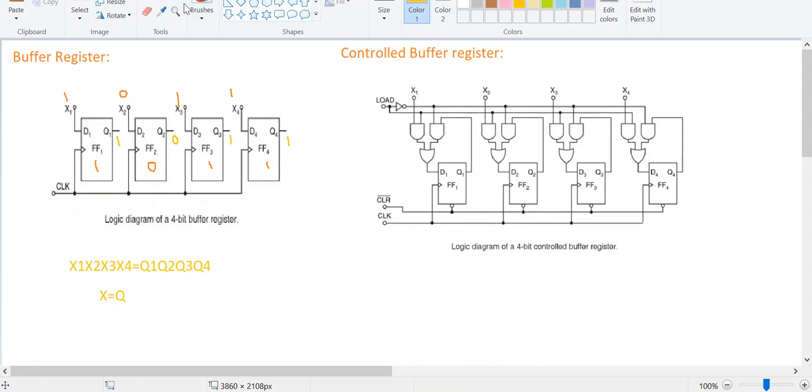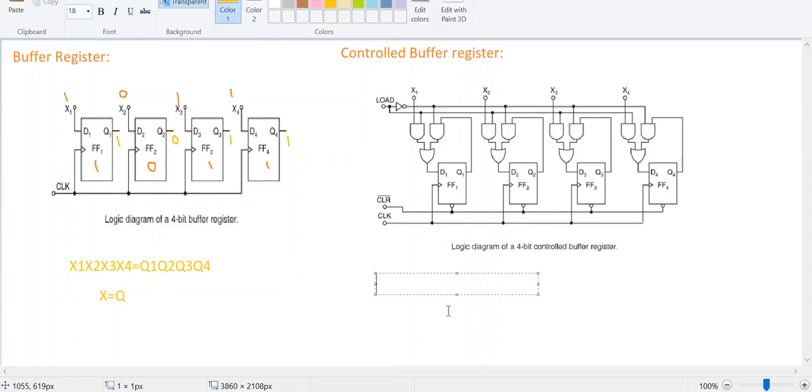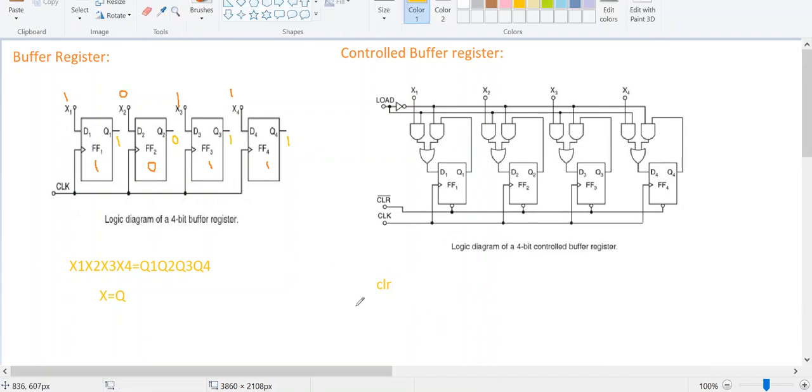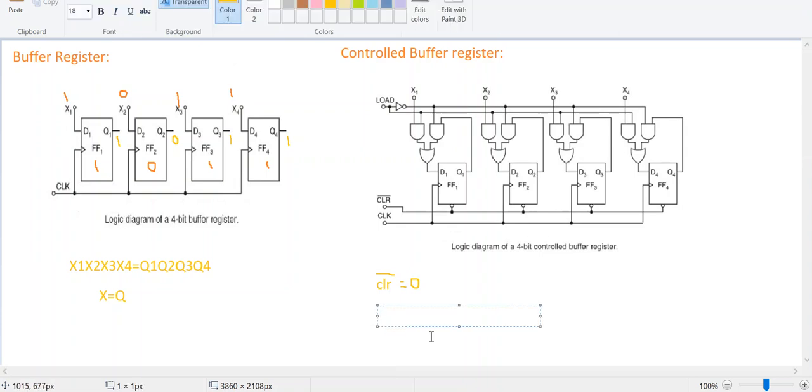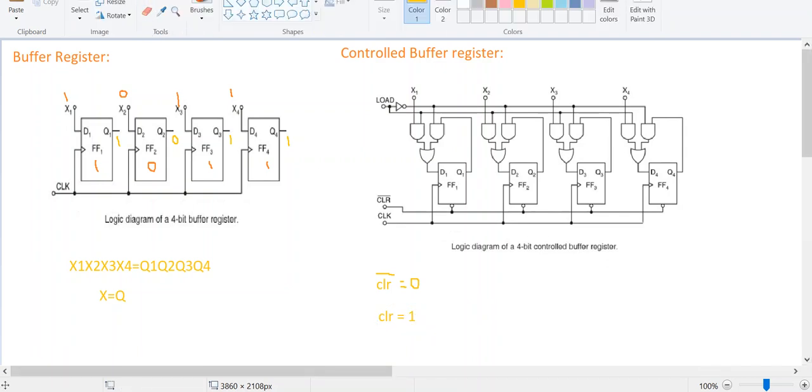Initially, let us consider the case where clear bar is equal to 0. Here I mentioned clear bar. When clear bar is equal to 0, what will happen? And again, when clear bar is equal to 1, then what will happen? This is what I will explain initially. After that I will go for load.